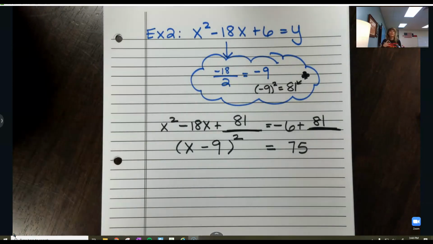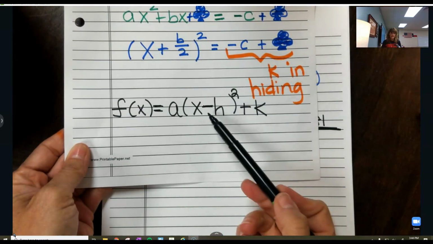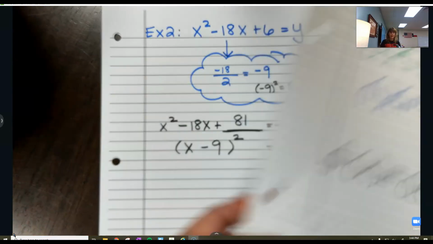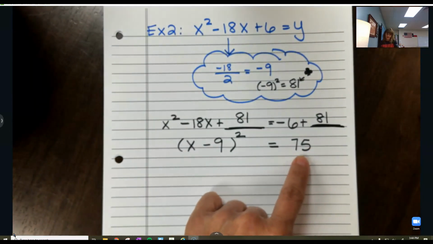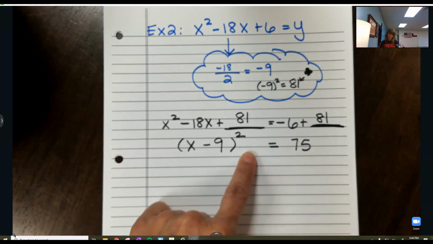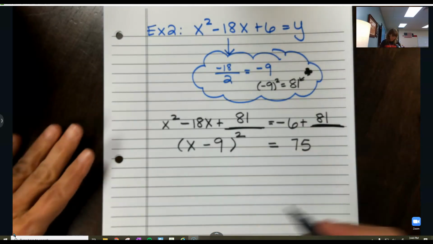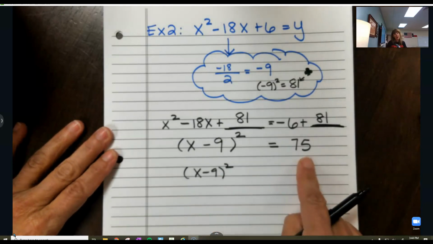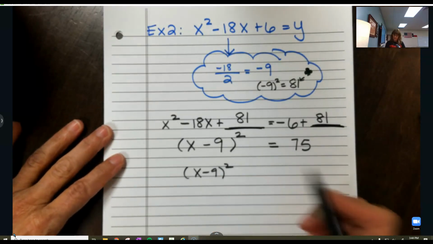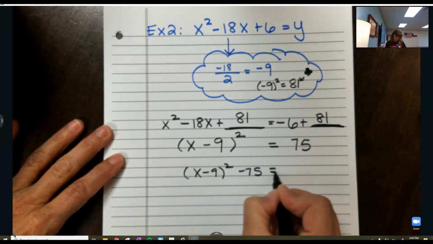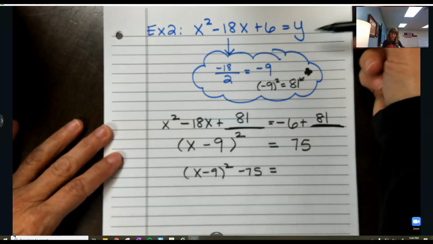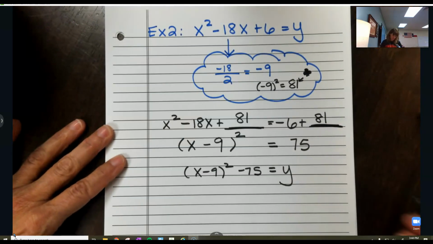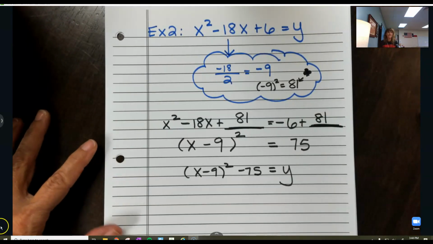Okay, we're almost done. Now we've got to put it in vertex form. Remember, vertex form has the H and the K together on one side. That K is in hiding, so that 75 is going to get moved over. Don't forget to change the sign. So we're going to have x minus 9 squared. It was positive over there. It's negative over here. And then that is going to equal the y value. And that's it. That's how you guys complete the square.